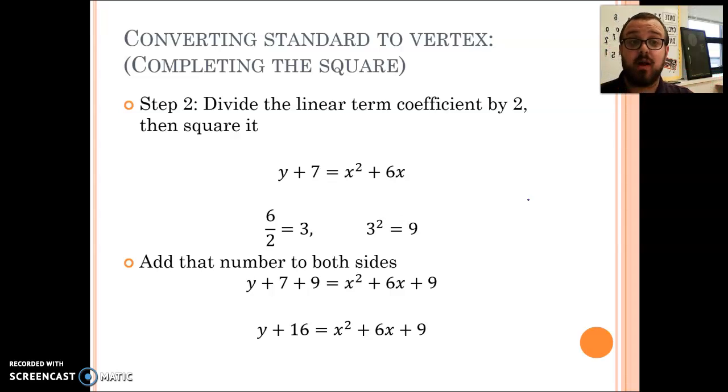Before, when we did completing the square and we were solving for roots, this would have just been a 16 over here because we would have put 0 in for y. When we're converting over to this vertex form, the y just sits there. It just hangs out. Okay?